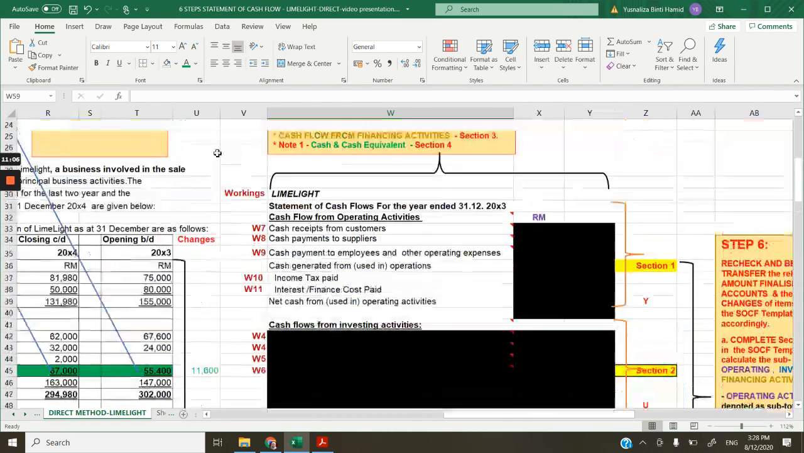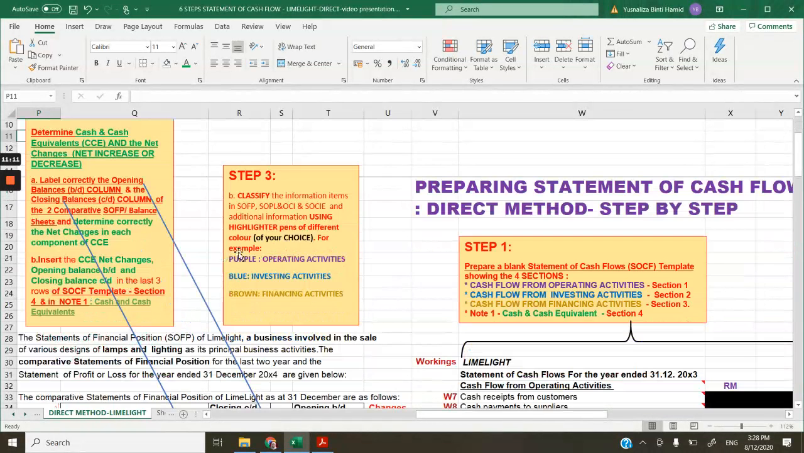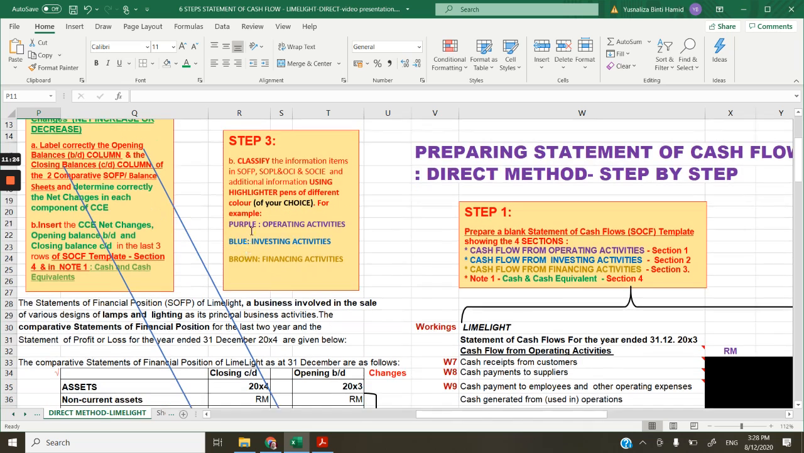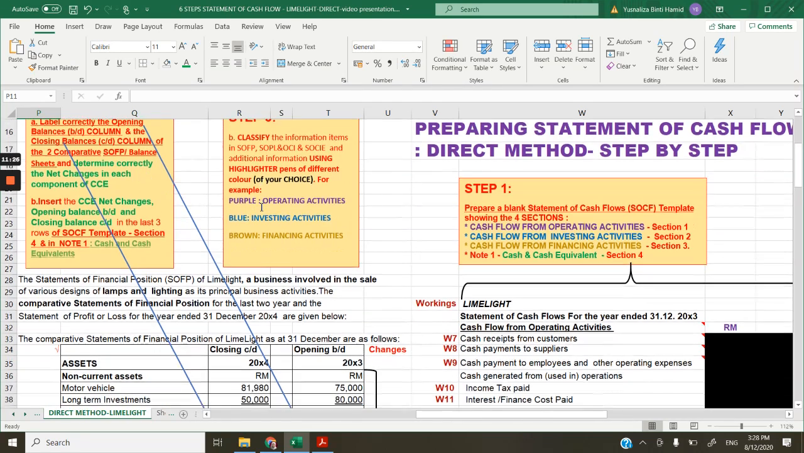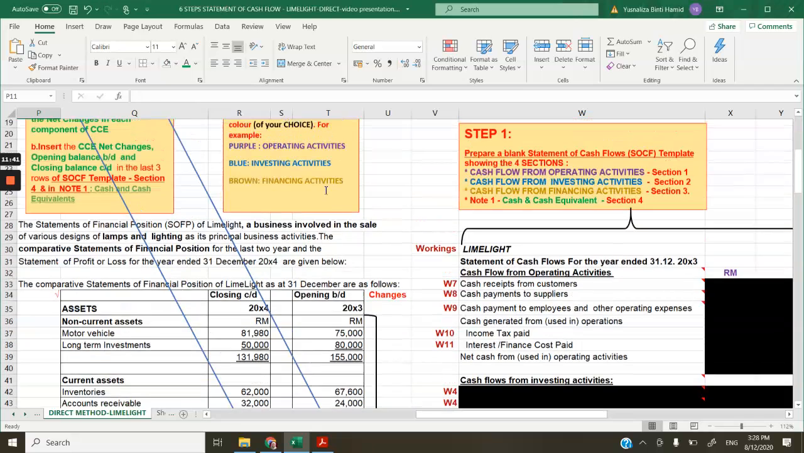So now we go to step 3. For step 3, you should classify the information items in the SOCF so that you won't get confused which one is under which activities. So to avoid that, what you can do is you can use some highlighter pens, or maybe you can just use some different ink, right? So you can use different pens of different color so that you know which activities belong to which. My personal choice today is I'm going to use purple as my highlighter for my operating activities, blue for my investing activities, and brown for my financing activities.